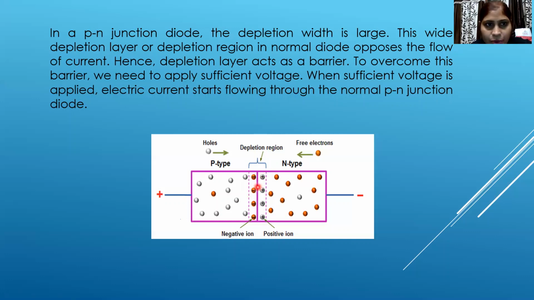To overcome this barrier, we need to apply sufficient voltage. This barrier voltage is also called the cut-in voltage, and it is also called the built-in voltage. If the voltage provided is more than the built-in voltage or cut-in voltage, the electric current starts flowing through the normal PN junction diode.